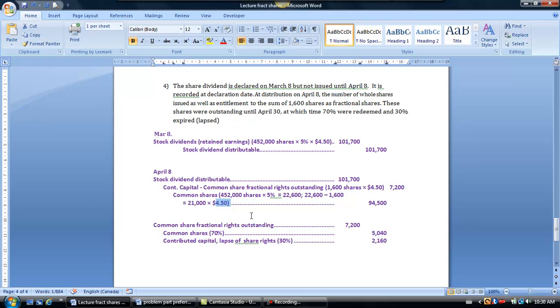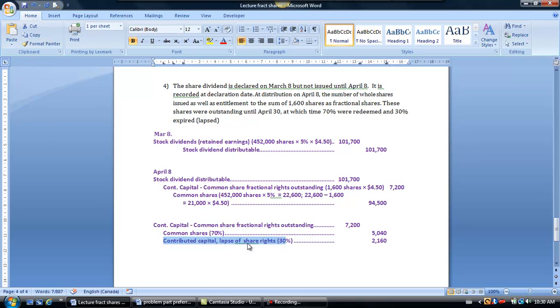So now, what's going to happen on April 30th? Okay, that's the date at which they lapse, and what we noticed that at lapse date, 70% of them were redeemed and 30% expired. So we're going to remove the entire contributed capital on the common share fractional share rights that are outstanding because those rights are no longer available. 70% of them were exercised and 30% expired. So we no longer have any fractional rights outstanding because 70% of them were exercised and traded in for full shares, and the balance just lapsed.